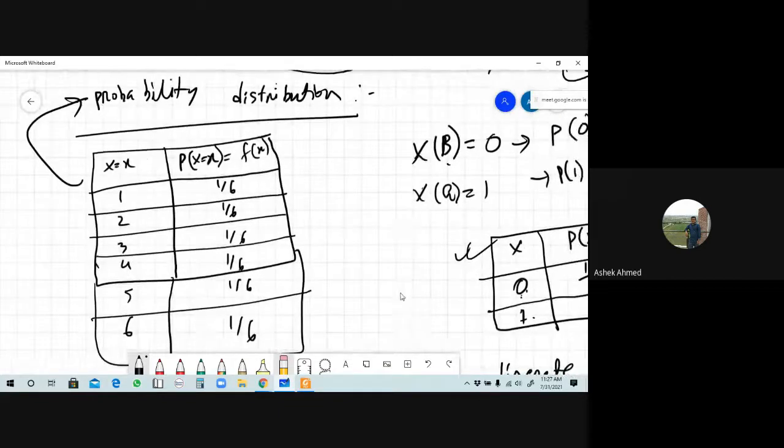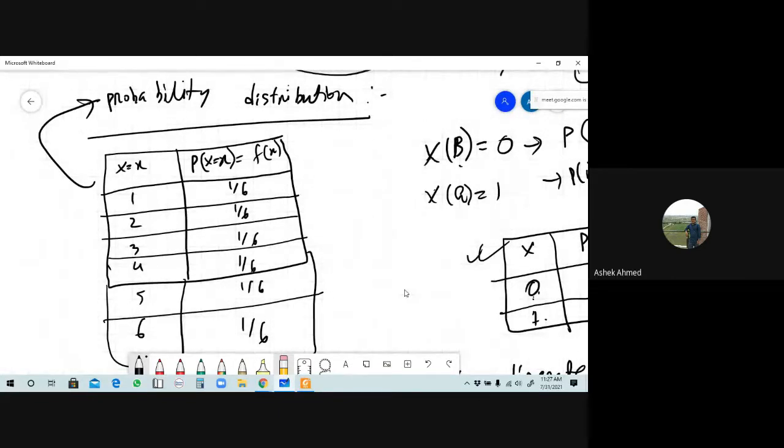Now we will draw this chart here. This is the graph of a probability distribution function. Now we'll discuss the CDF. CDF means capital F of small x equals the probability of capital X less than or equal to small x. Understand?